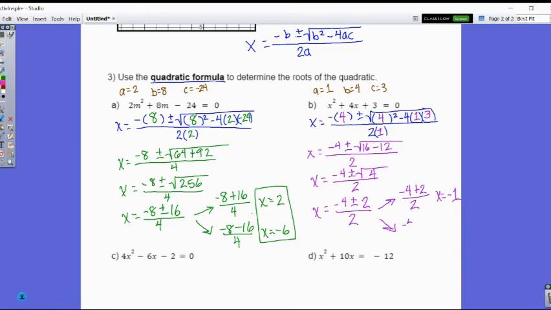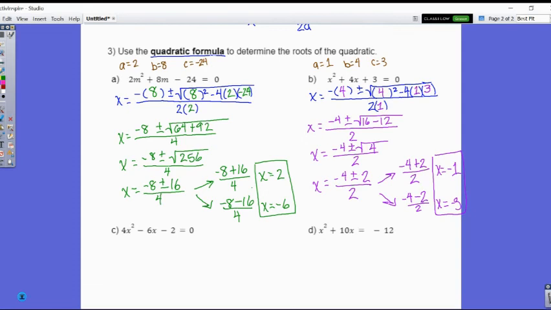Second case is going to be the negative 4 minus 2 divided by 2. Negative 4 minus 2 in the numerator is negative 6. Divide by 2 would give me negative 3. So I've got a solution of negative 1 and a solution of negative 3 there.